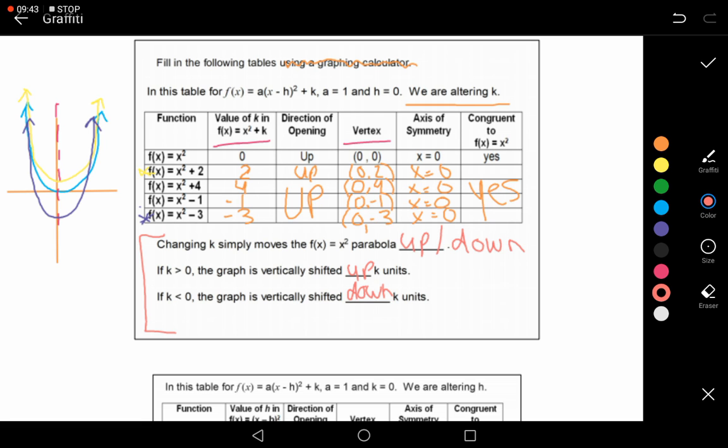Okay, so this one's pretty simple. So k moves the function up or down. If k is greater than 0, we're moving up. If k is less than 0, we're moving down. So make sure you have that copied down. That's going to be very important.